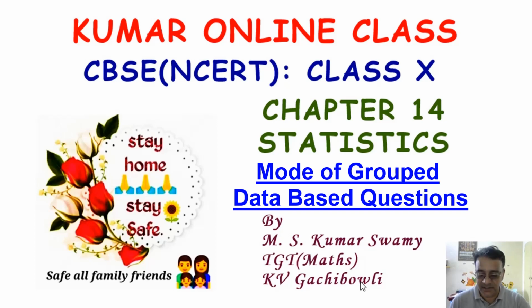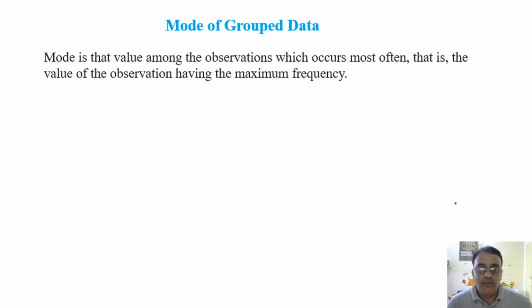Today we are going to start revision of mode of grouped data based questions. Now we are going to start mode of grouped data. So mode is that value among the observations which occurs most often, that is, the value of the observation having the maximum frequency. जो सबसे ज़्यादा बार repeat होता है, that is the mode. Okay.